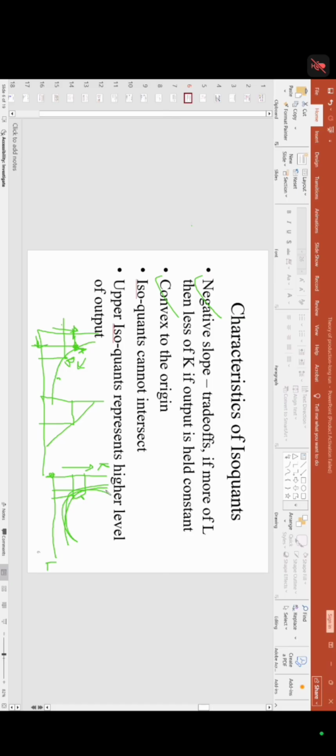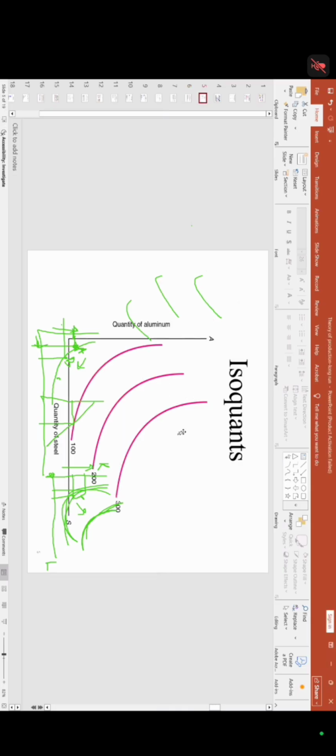So this particular amount of output that we are going to produce is unique to this particular curve. If you need to increase that, you have to shift here. There is no intersection there. So curves are independent for different output levels. And the upper isoquant represents the higher level of output, as I previously explained.